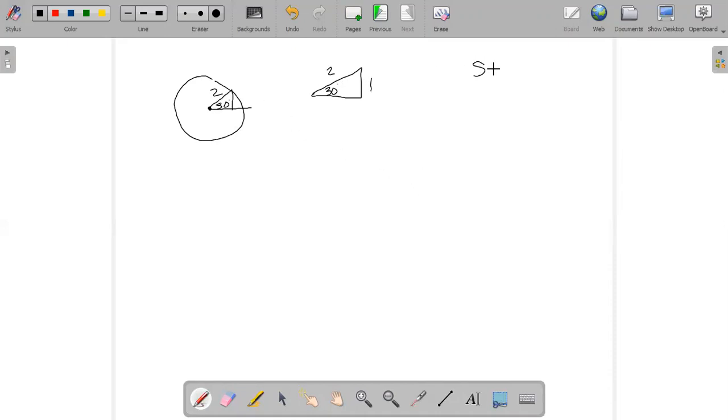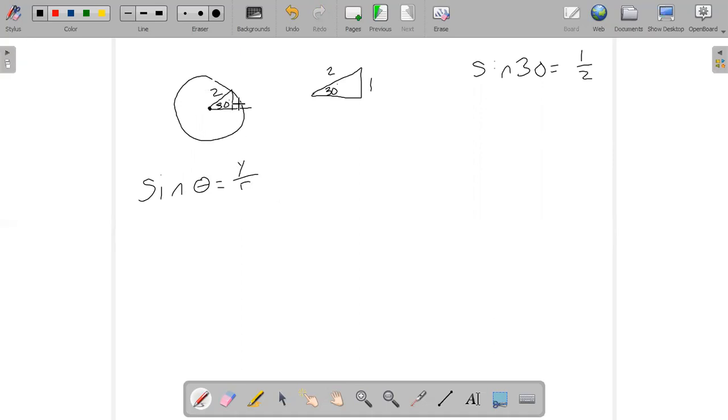I know that the sine of 30 is equal to 1/2, right? Now, that's based on my unit circle. If I look at my unit circle, I can see that 30 degrees has a sine value of 1/2. If I want to find the sine of any angle, I just take my y value and put that over the radius.